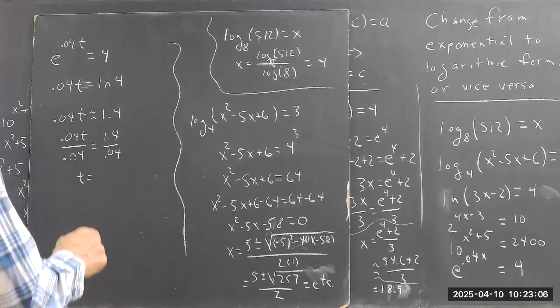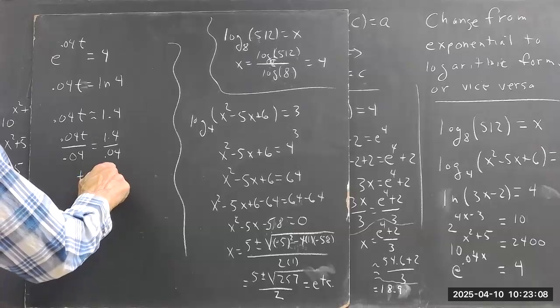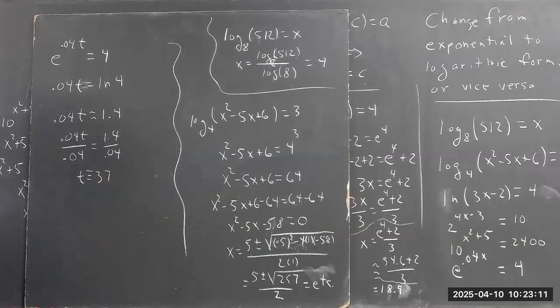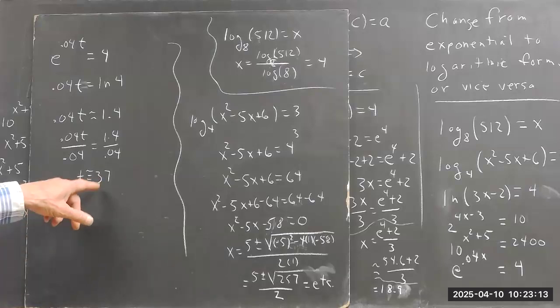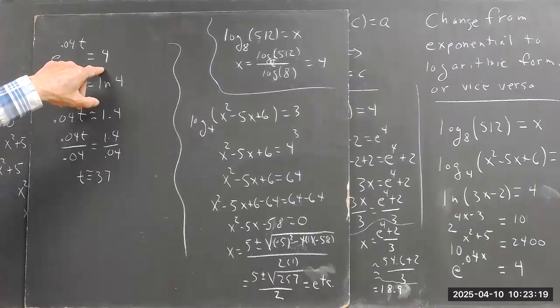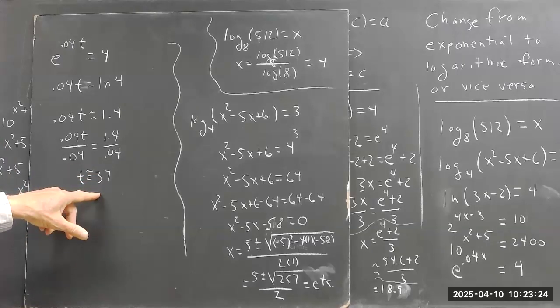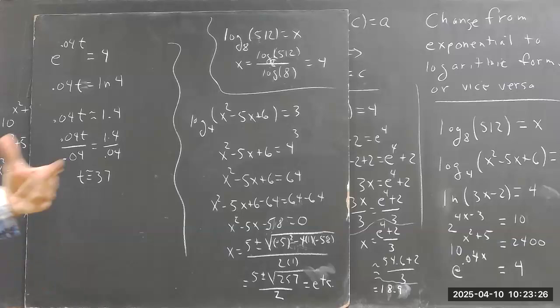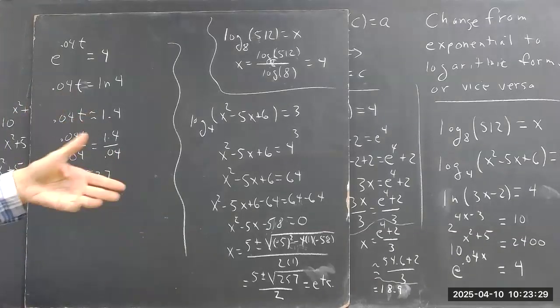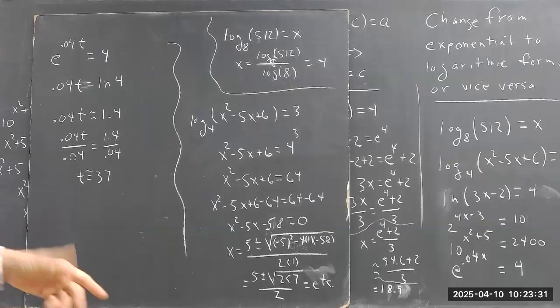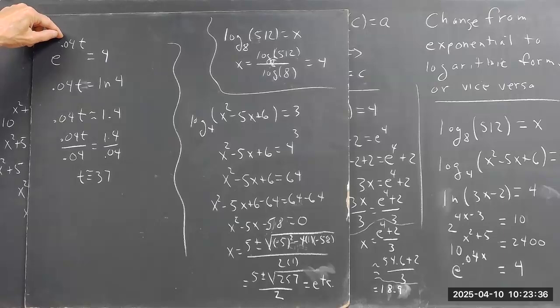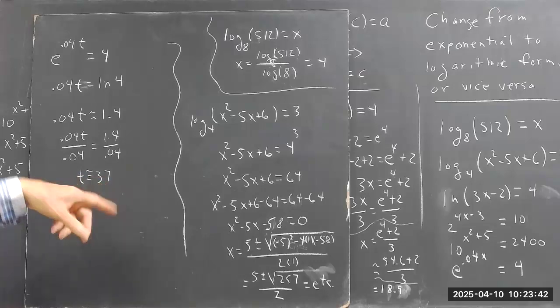So t is going to be about 37. This tells you it'll take 37 years to quadruple your money. Meaning, if you did half of 37, roughly 17 or roughly 18 or 19 years, that's how long it would take you to double. And that's about how long it does take to double at 4% interest. Okay, so that'd be 2 doublings.